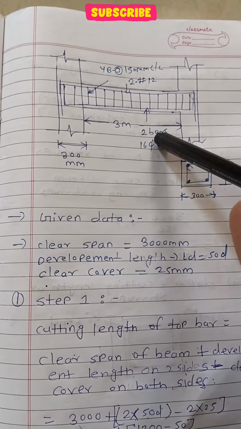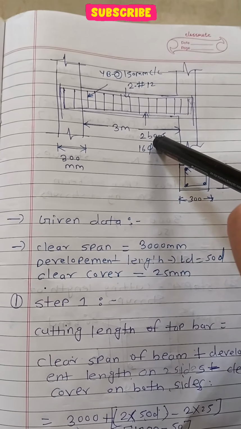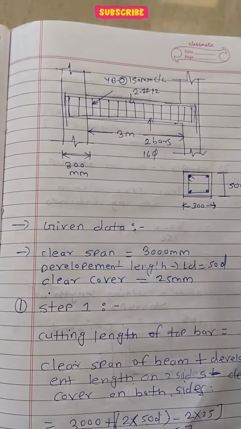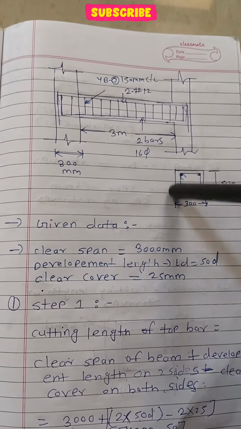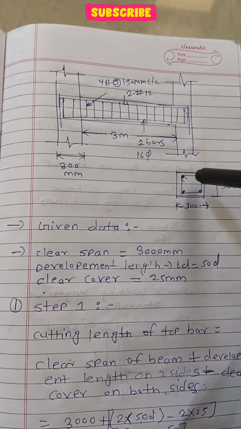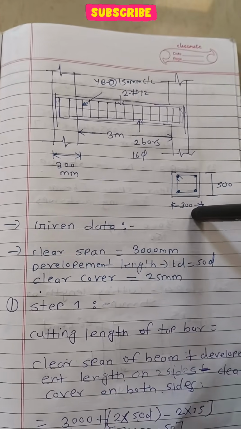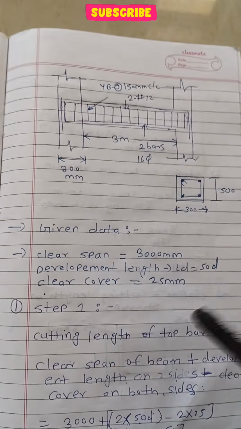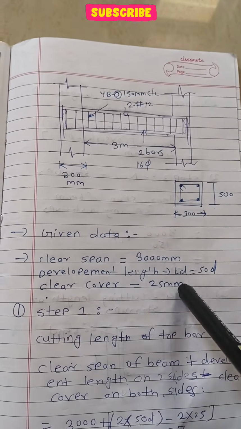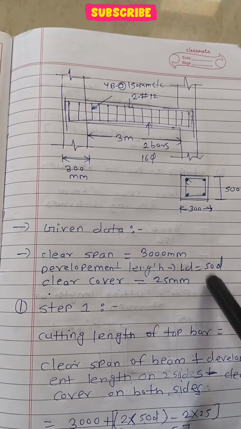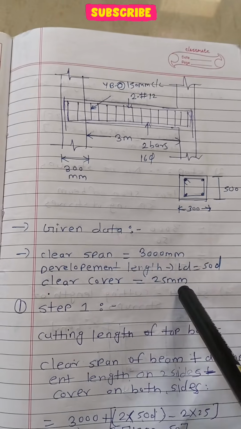There are some steps involved in this procedure, how we are going to calculate it. So basically this is the width and depth of your beam. The clear span of beam is 3 meter, development length LD is equal to 50D, we are going to assume it like that. Then clear cover is 25 mm.